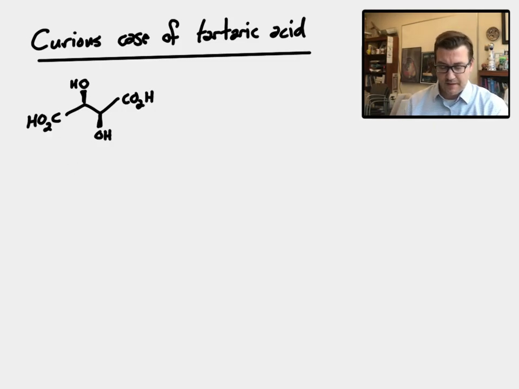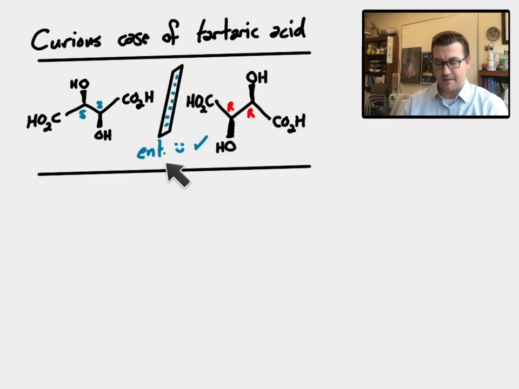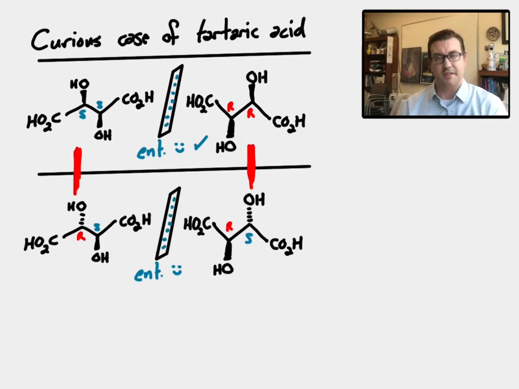If you look at this as drawn, we could draw its mirror image. And if we wanted to go through the process of flipping this over, we would see that these two are non-superimposable mirror images of each other. They are enantiomers, so all is well and good at this point. But let's now look at the diastereomers of these two compounds. Let's see if we can fill out the rest of that square.